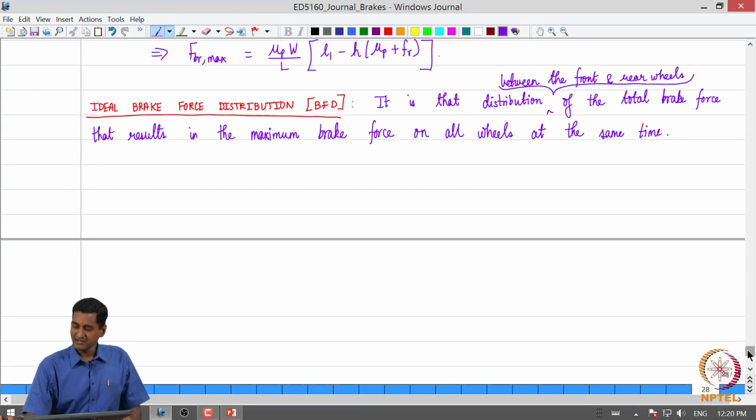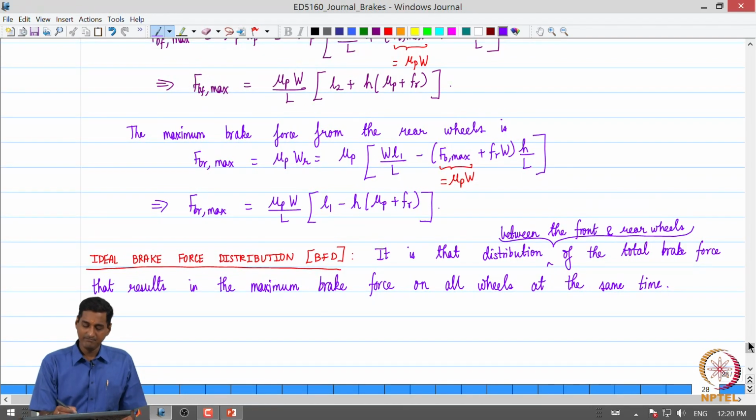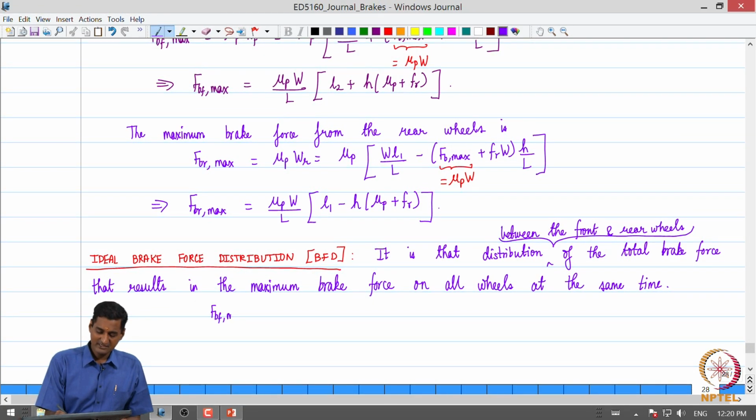That is obtained by dividing the two expressions. Essentially we have FBF max by FBR max. If we divide, we get L2 plus H times mu p plus Fr, divided by L1 minus H times mu p plus Fr.